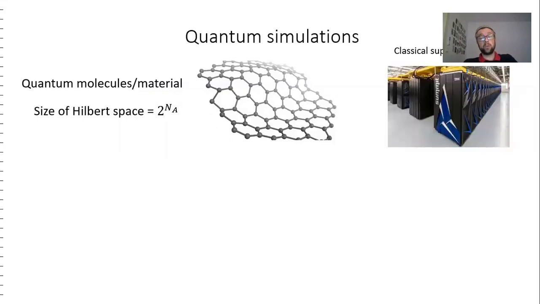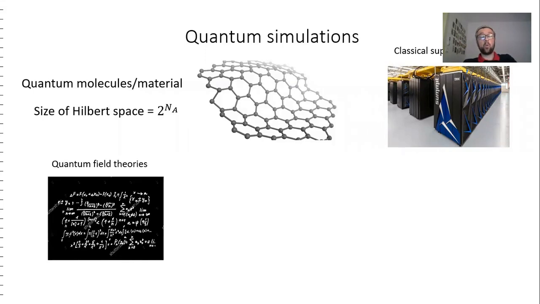One strategy is to use very large classical supercomputers. This approach has been very successful in describing the properties of quantum materials. Alternatively, one can proceed by approximations, such as analytical approximations, quantum field theories, or even combine approximations and numerical methods.